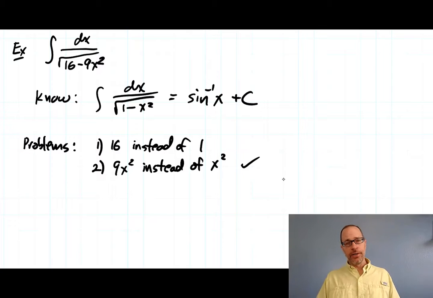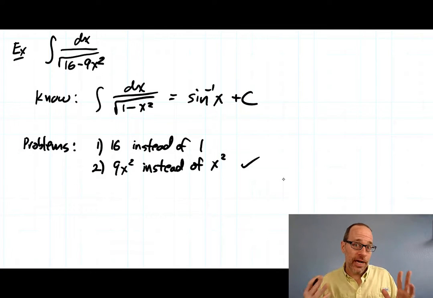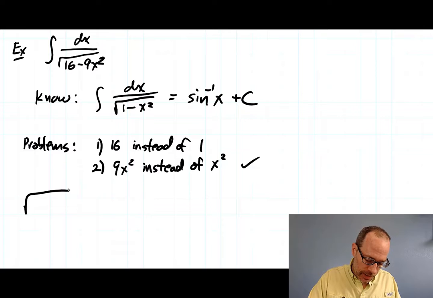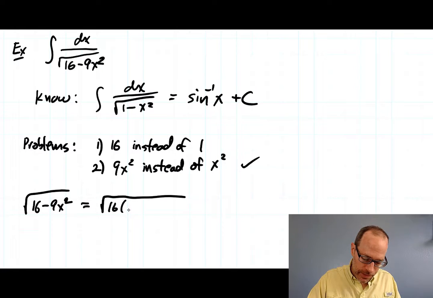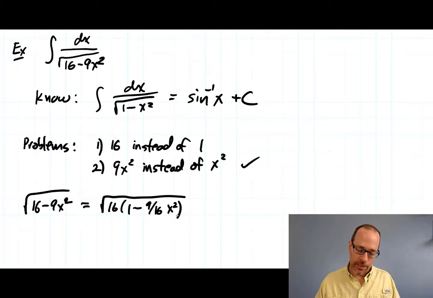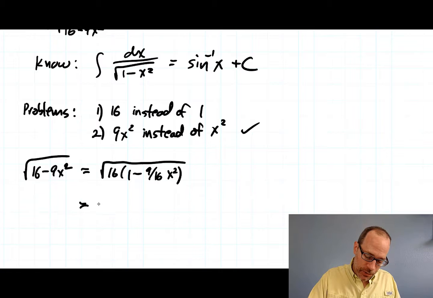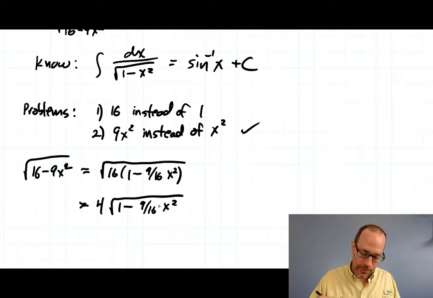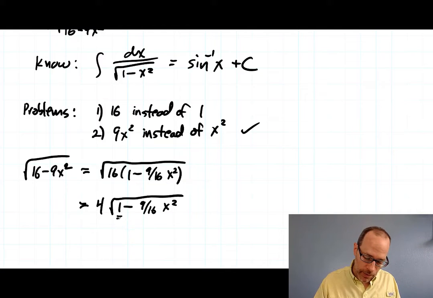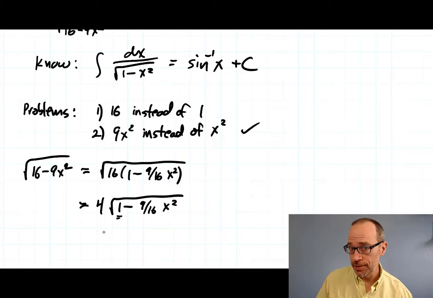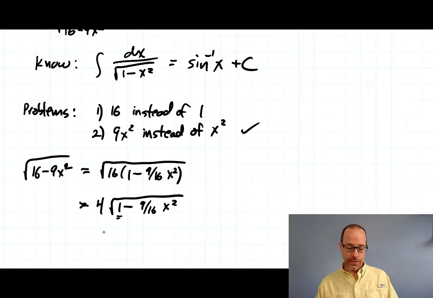So we want a 1 there. The basic trick is essentially just to factor out that 16. So take that square root that appears in the bottom, 16 minus 9x squared, and factor out the 16 there. So it's 1 minus 9 over 16 x squared. Pull that out of the square root, so it comes out as a 4, times the square root of 1 minus 9 over 16 x squared. Now we've got the 1 the way we wanted, and this 4 in front is just a constant, and those will pull out of the integral.